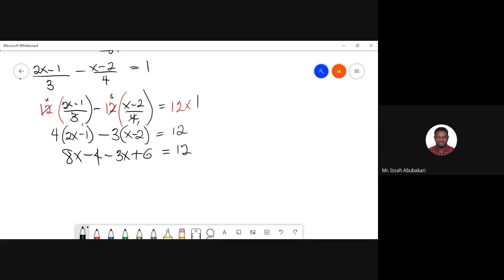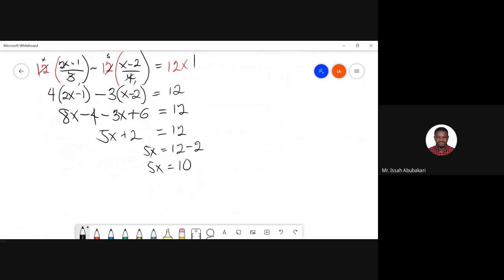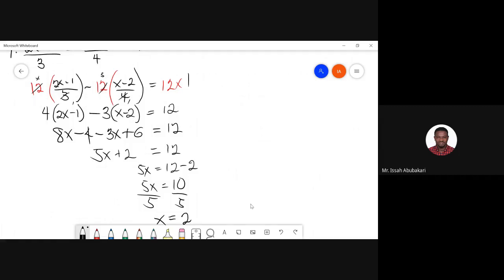So for the simplification, 8x minus 3x is equal to what? 5x. Minus 4 plus 6 is plus 2, is equal to 12, right? So at the end, we are going to have 5x is equal to 12 minus 2. 5x is equal to 10. And we divide both sides by what? 5, because this is a type 1 question. So we divide by 5, this one by 5, and our x is equal to what? 2. So we get x to be equal to 2. Chayut, why did you get a different answer?